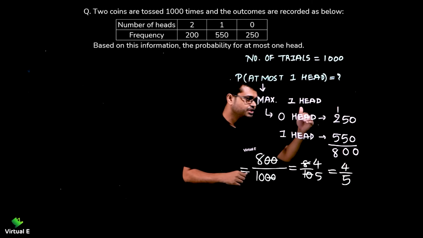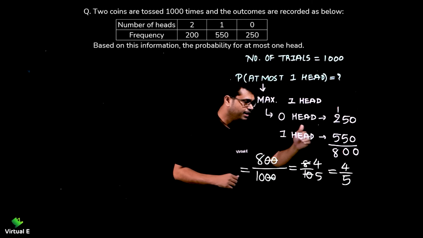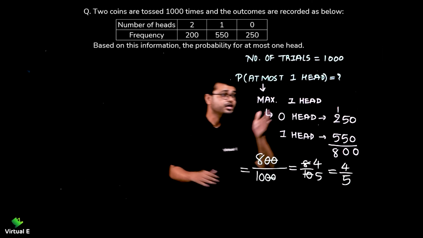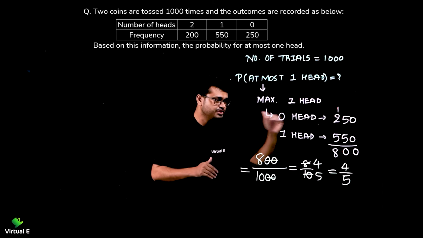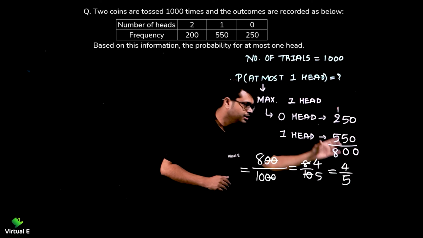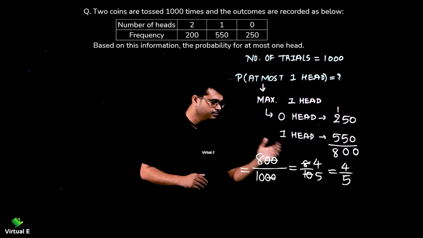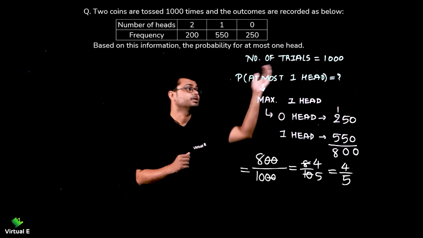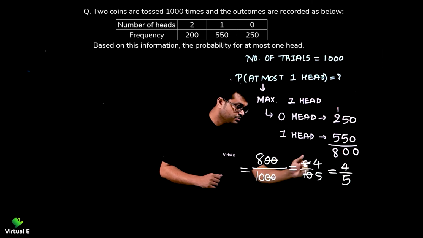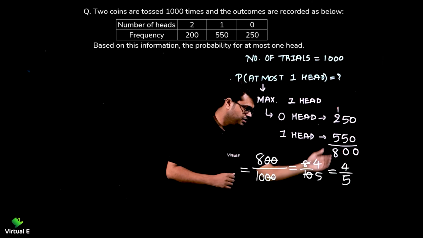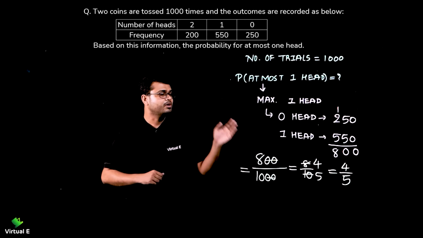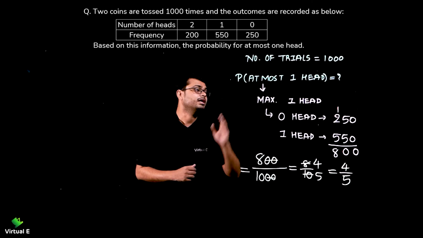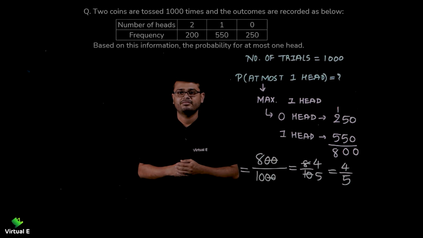So frequency for 0 head is 250 and for 1 head is 550. As we are talking about maximum 1 head, we accept 0 head and 1 head, and add them up. So that is the frequency for the outcome, 800. Divide by number of trials, that is 1000. So 800 divided by 1000, after we do cancellation, we'll get 4 by 5. So this is the probability of getting at most 1 head, that is 4 by 5.